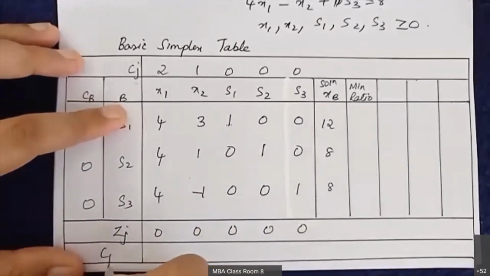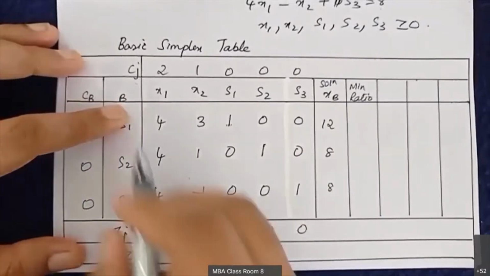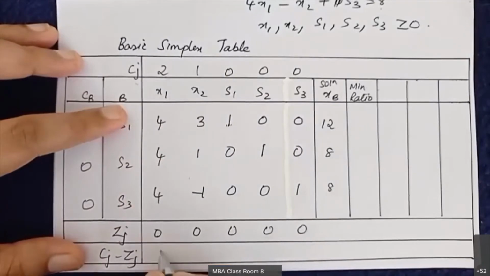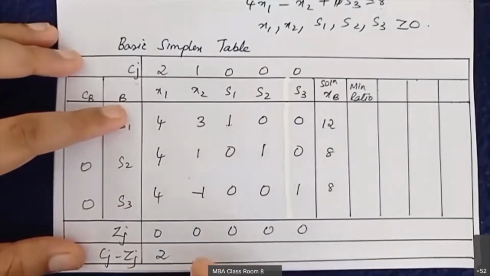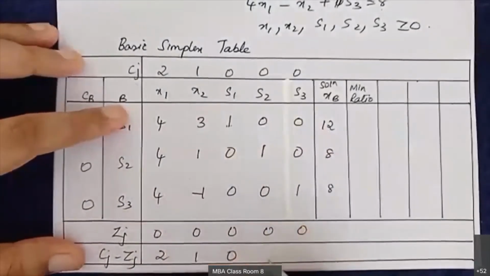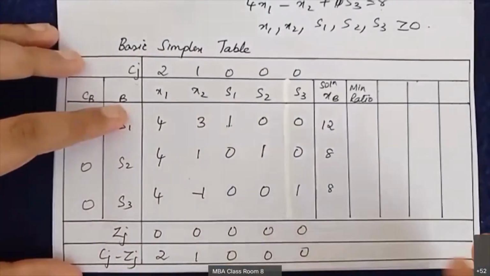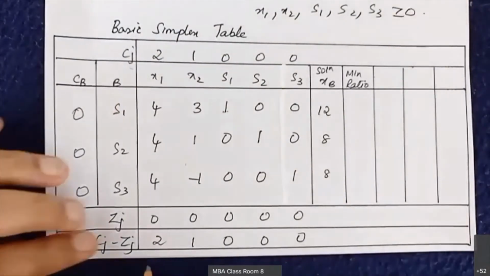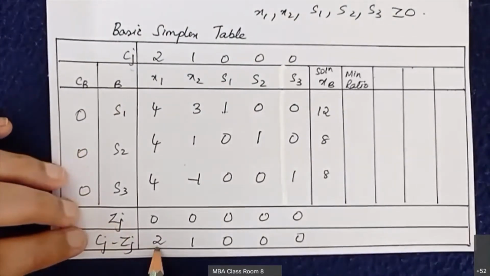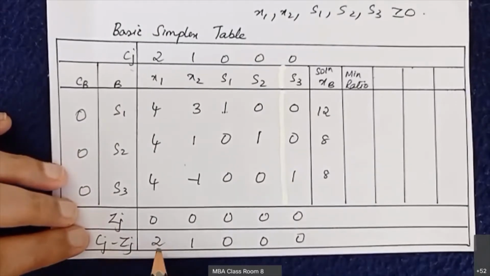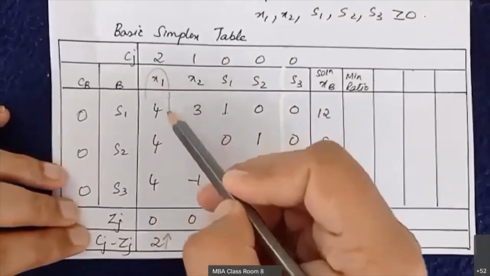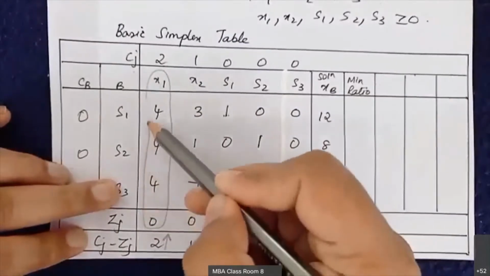Next one is Cj minus Zj. Cj is what we have over here. So 2 minus 0 is 2. 1 minus 0, 1. 0 minus 0, 0. 0 minus 0, 0. 0 minus 0, 0. Now we have to decide the entering variable. How will we decide it? The entering variable is going to be the highest positive value in Cj minus Zj. Over here it is 2, so we'll select this column to be the entering variable.